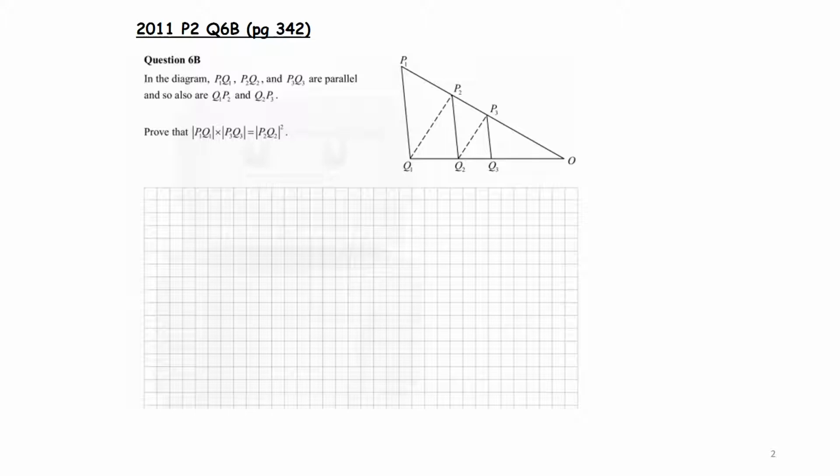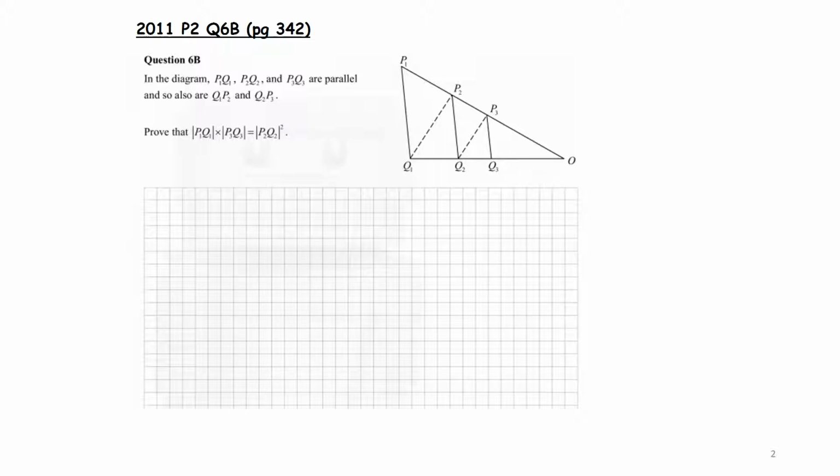So in the diagram, P1 to Q1, P2 to Q2, and P3 to Q3 are parallel. Yeah, it looks like it. And Q1 to P2 and Q2 to P3 are parallel. And they want us to prove that P1 to Q1 multiplied by P3 to Q3 is equal to P2 to Q2 squared.